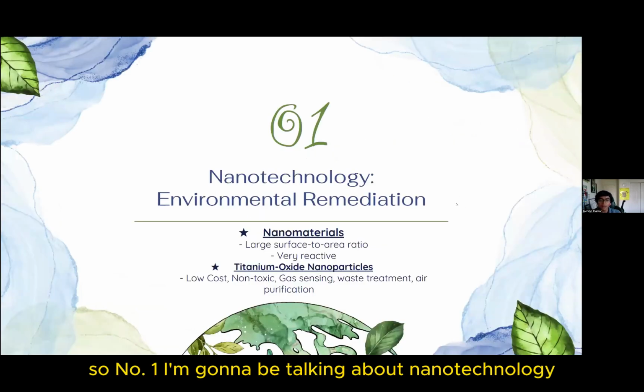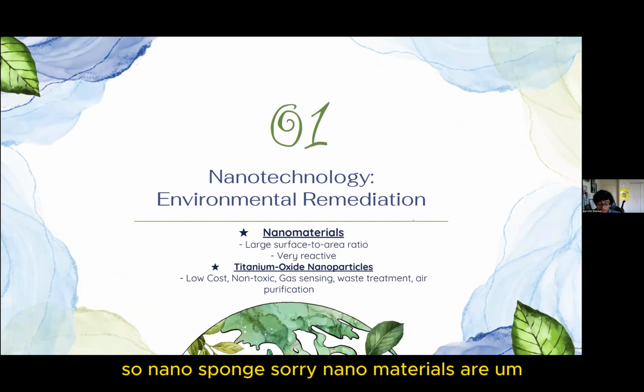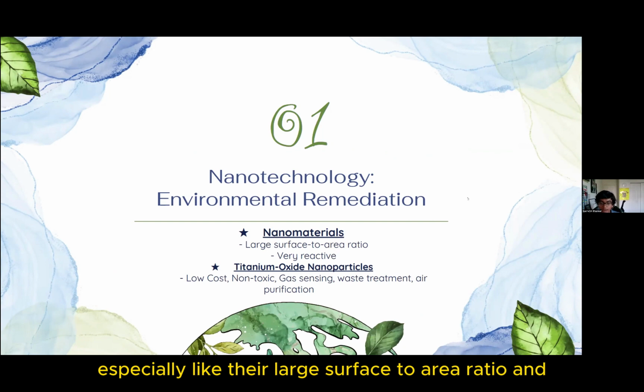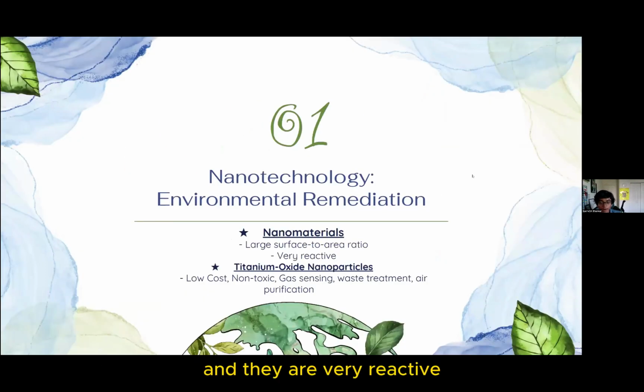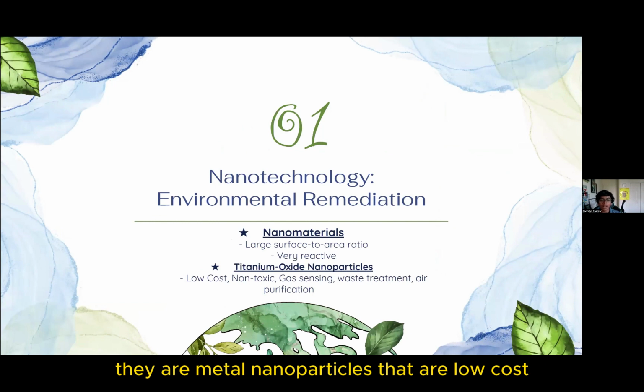So number one, I'm going to be talking about nanotechnology for environmental remediation. Nanomaterials are very small materials that have lots of unique properties, especially their large surface to area ratio, and they are very reactive. So one example is the titanium oxide nanoparticles. They are metal nanoparticles that are low cost, non-toxic. They have properties of gas sensing, waste treatment, and air purification. All right.